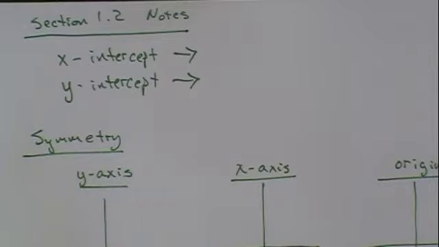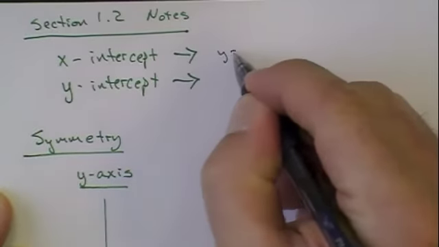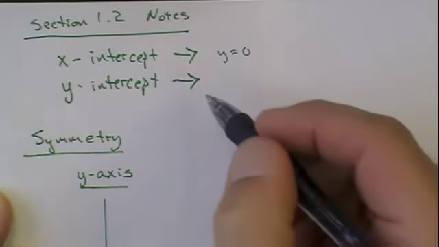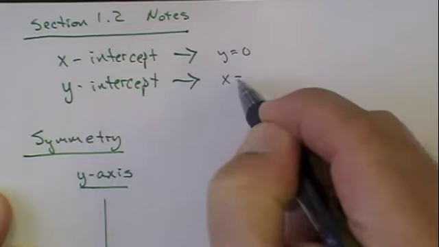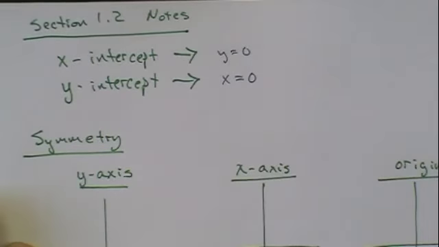In section 1.2, we're looking at intercepts, symmetry, circles, and some key equations that we'll use throughout the semester. First of all, remember for an x-intercept that our y value is always equal to 0, and for the y-intercept our x value is always equal to 0.